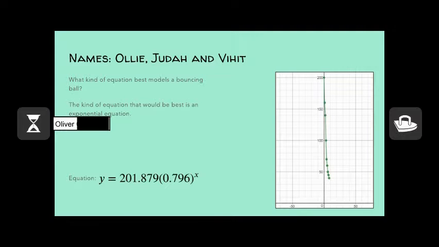The kind of equation that would be best is an exponential equation. We chose an exponential equation because in the graph the line has a slight curve to it, and in order for it to be linear, the line has to have no curves and be exactly straight.